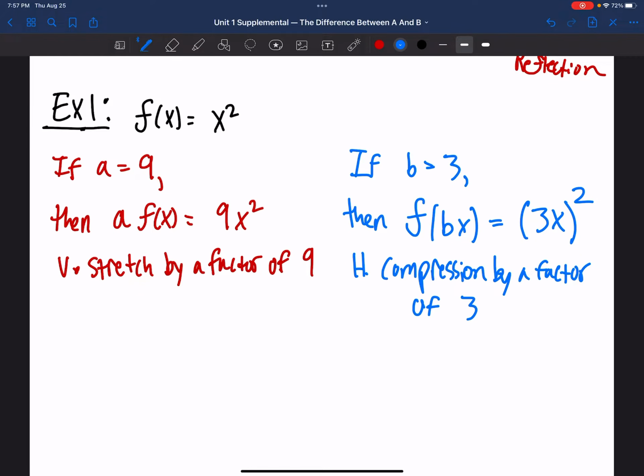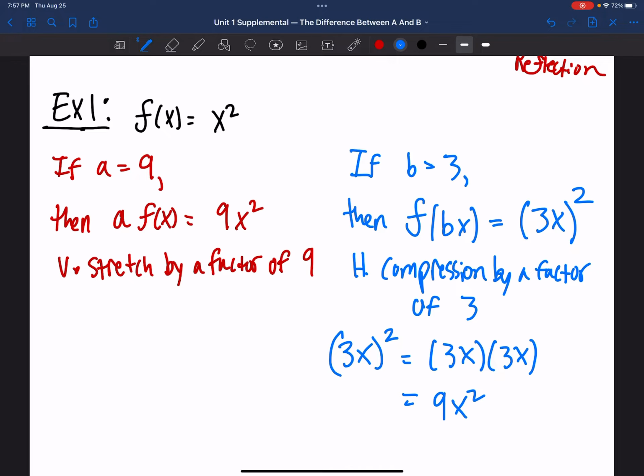But hold on. Look at 3x squared. Do you remember what that is? To square a number means to multiply it by itself. It means 3x times 3x. Well, what's 3 times 3? That's 9, and x times x is x squared.